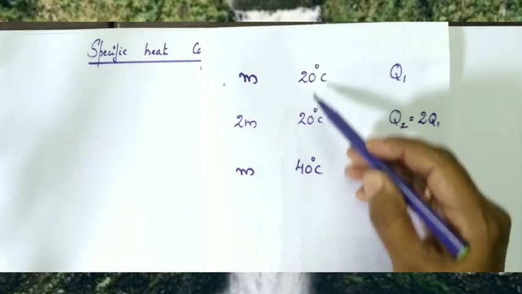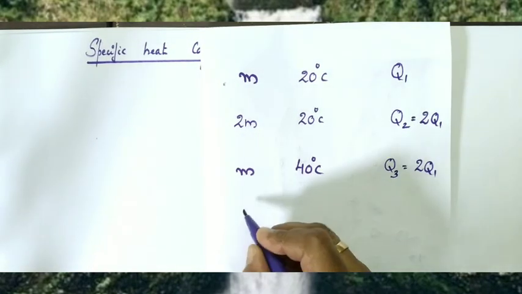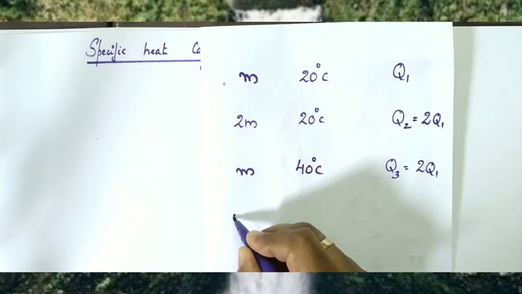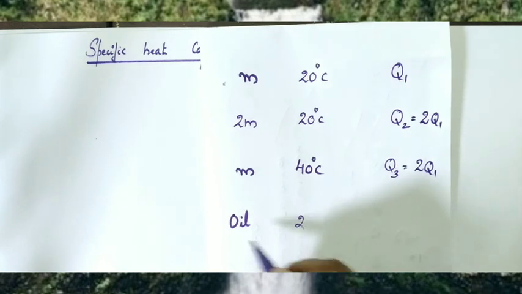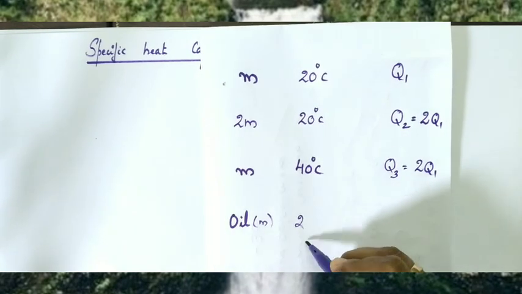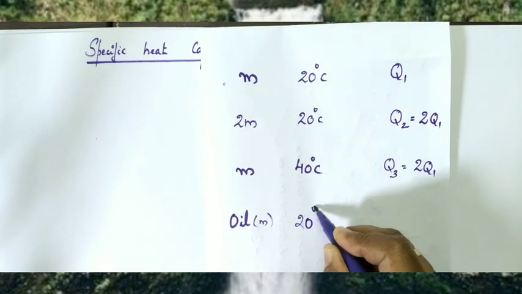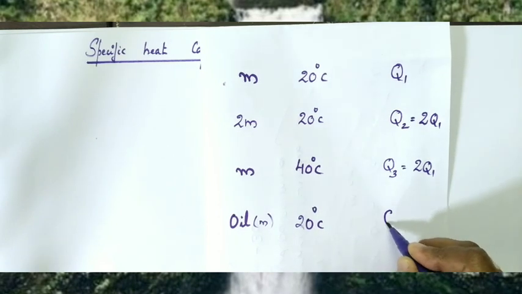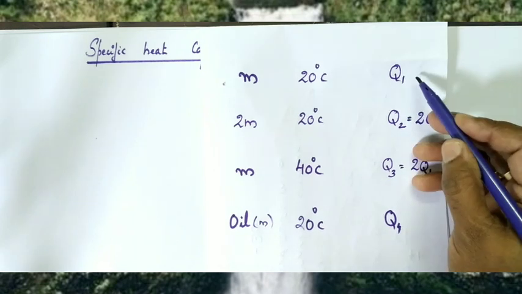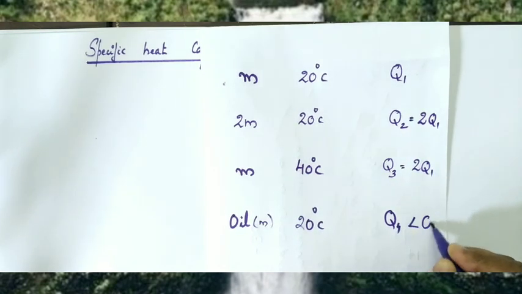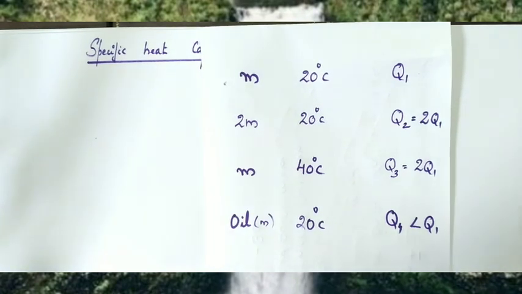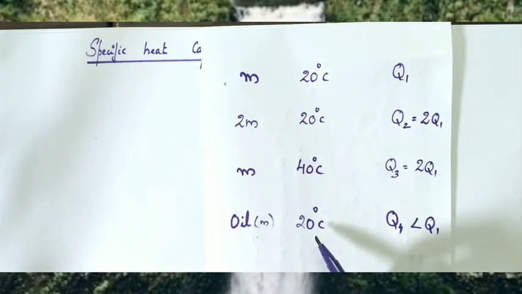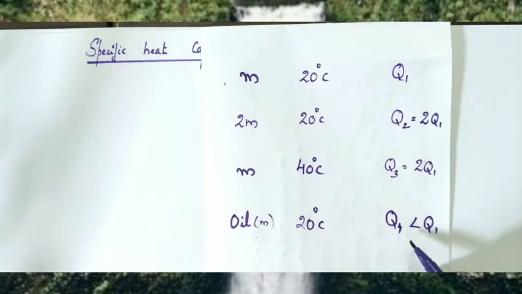So, this is an example to explain the amount of heat required to raise the temperature of a substance. In all the three examples we have taken water. Instead of water, if you take oil, any type of oil, m mass of oil, and if you want to increase the temperature by 20 degrees Celsius, what is the quantity of heat required? Let it be Q4, and Q4 is always less than Q1. So, we know that oil heats up faster than water. If the same amount of oil is taken instead of water, and you want to increase the temperature by the same 20 degrees Celsius, comparatively less quantity of heat is required.